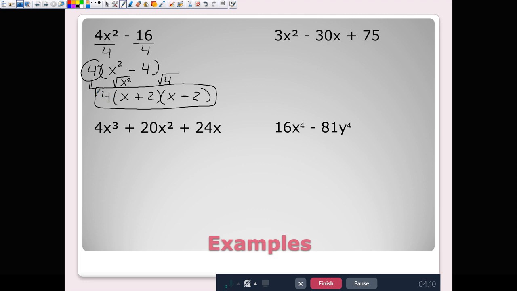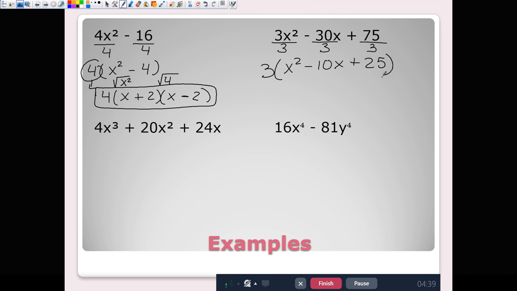All right. Is there a GCF in my next problem? Yes. What's a number that can go into 3, 30, and 75? 3. So my GCF is 3, so I'm going to factor out my GCF. So we're going to divide everything by 3. 3 is going to go on the outside. On the inside, we'll be left with x squared minus 10x plus 25.